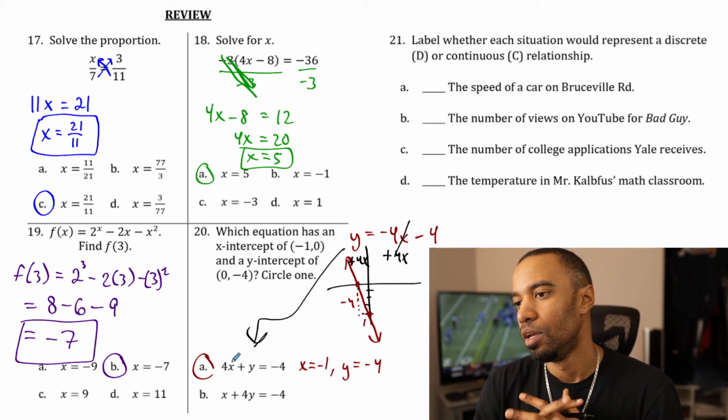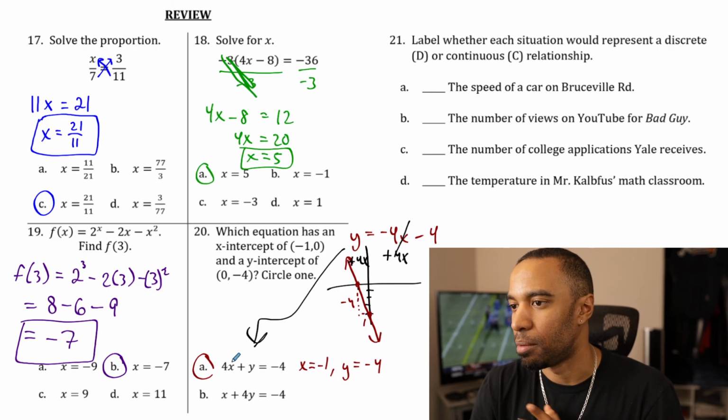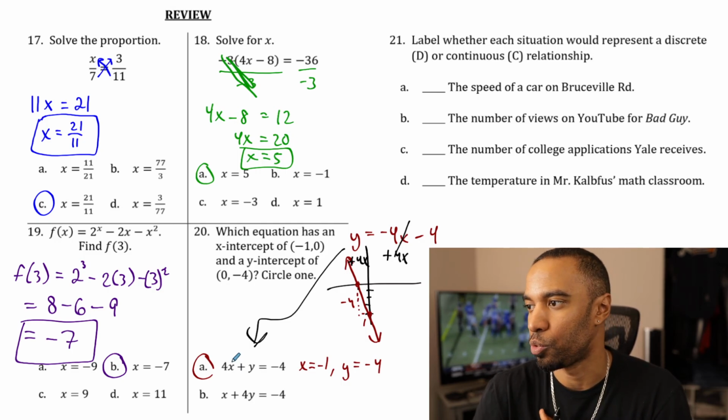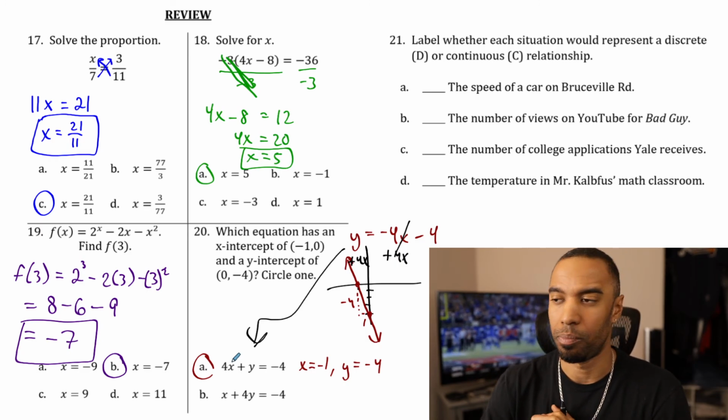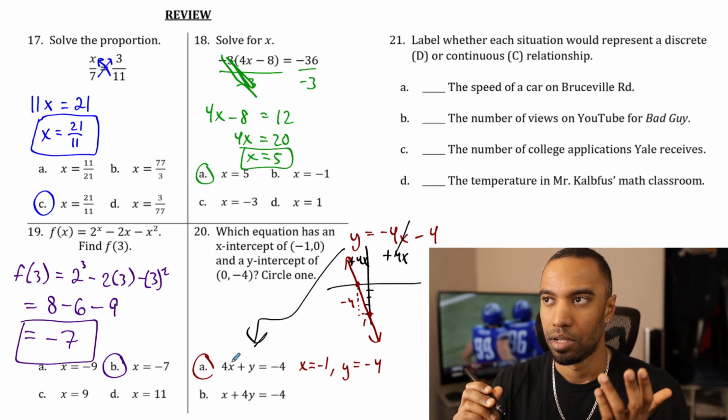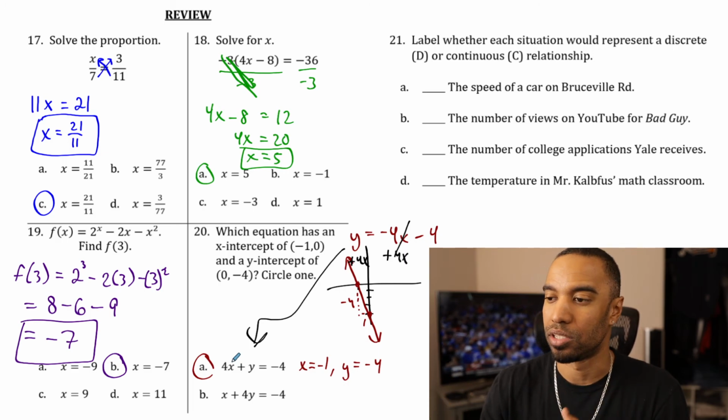Okay. All right, last problem, A through D. Number 21, label whether each situation would represent a discrete or continuous relationship. Now, I did mention discrete and continuous a little bit earlier, and that was total coincidence that this thing comes up here.